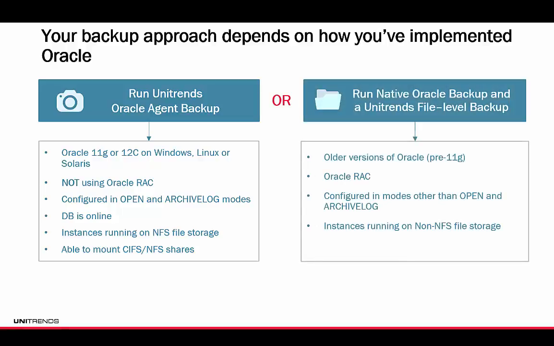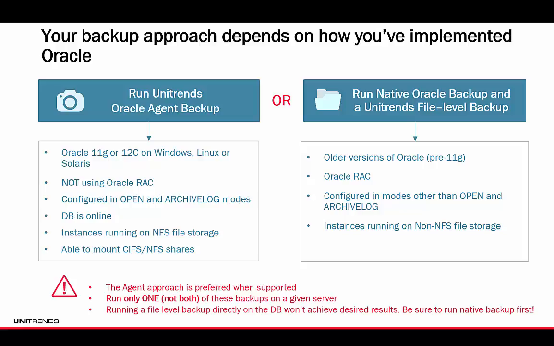Now, you can also run native Oracle backups, then you want to also run Unitrends file level backups across your agents. Now, if you have older versions of Oracle, prior to 11G, if you're running Oracle RAC, if you're configured in modes other than open and archive log, and if your instances are running on non-NFS file storage, you have to run native Oracle backups and then use the Unitrends agent-based file level backups to pick up those Oracle backups. Now, the agent approach is preferred whenever it is supported. You can only run one, not both, of these methods on any given server across those databases.